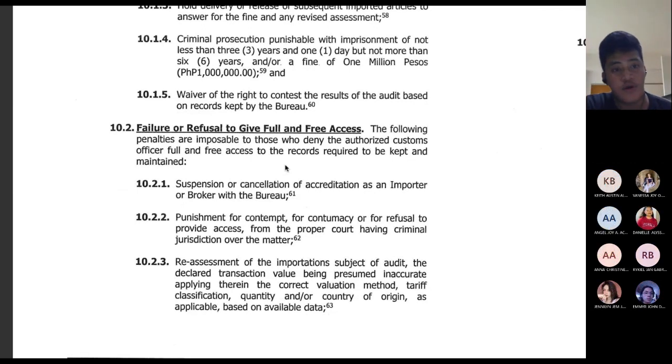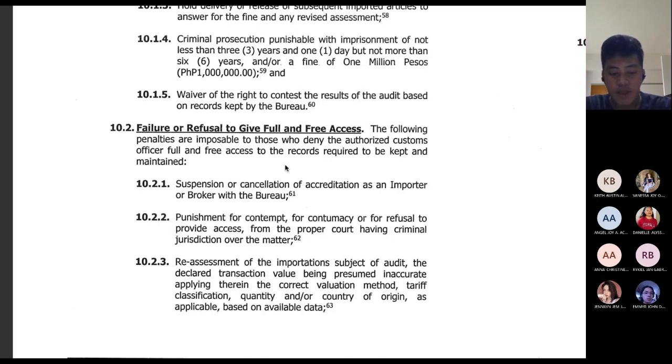10.2 Failure or refusal to give full and free access. The following penalties are imposed on those who deny the authorized customs officer full and free access to the records required to be kept and maintained. 10.2.1 Suspension or cancellation of accreditation as an importer or broker with the Bureau.